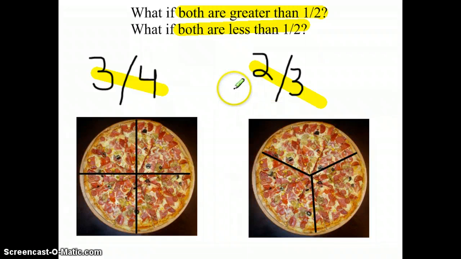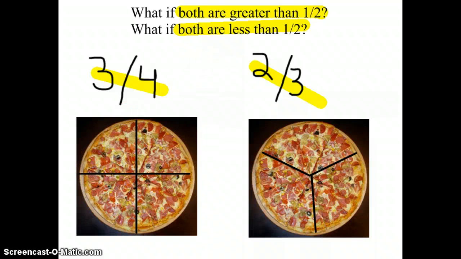A way you might be able to do this is actually just by visualizing it. So let's think about how big the pieces are. If we look at fourths here, fourths are actually smaller than thirds, because if we break the same pizza into thirds, the thirds will be larger pieces.